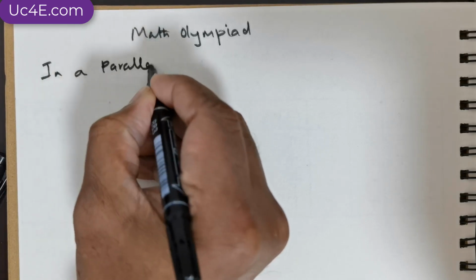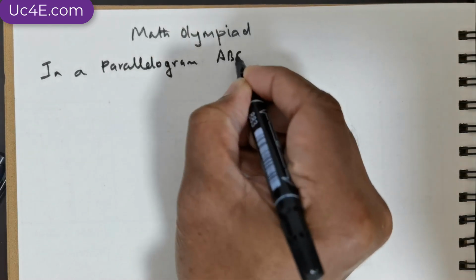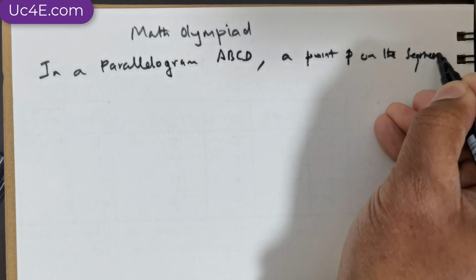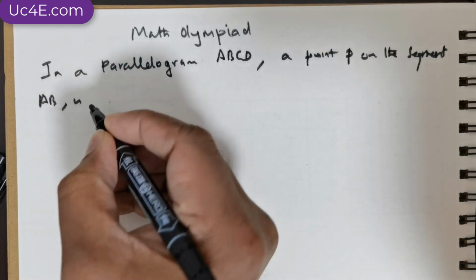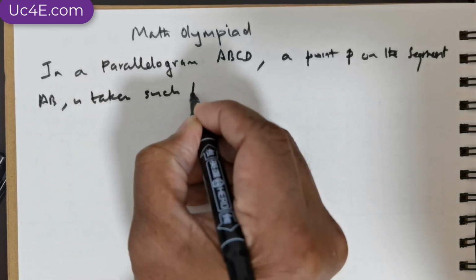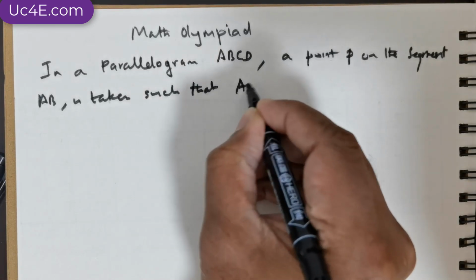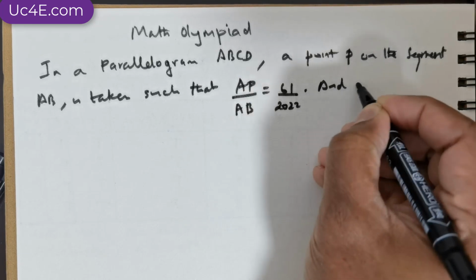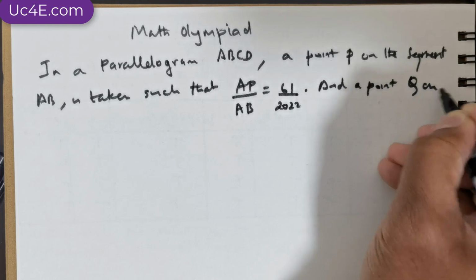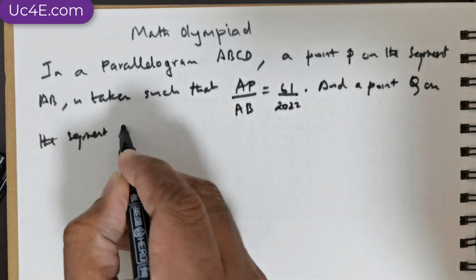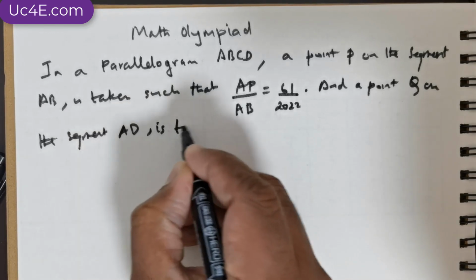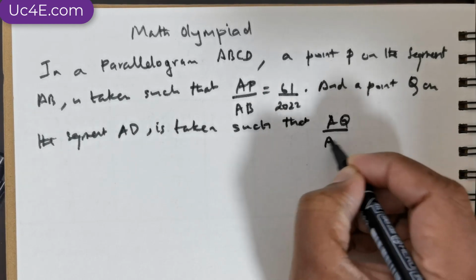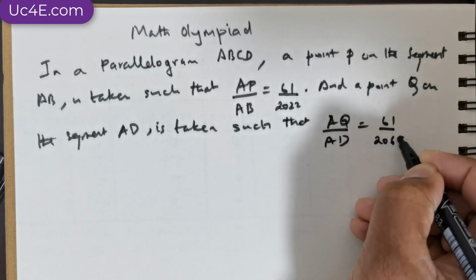In a parallelogram ABCD, a point P on the segment AB is taken such that AP over AB is equal to 61 over 2022, and a point Q on the segment AD is taken such that AQ over AD is equal to 61 over 2065.